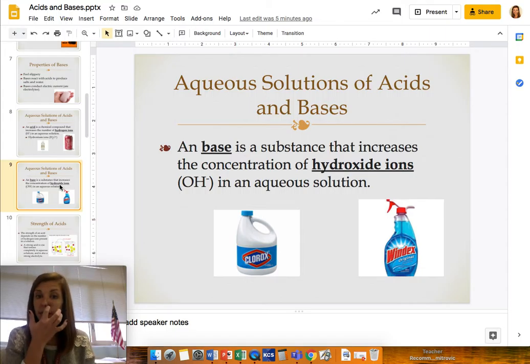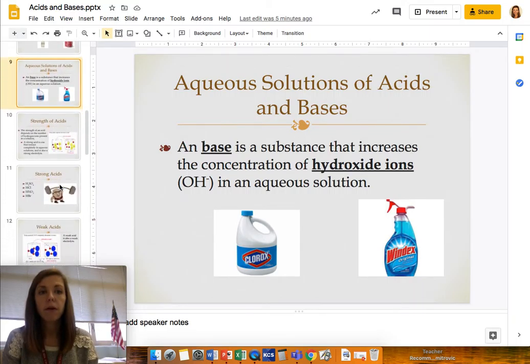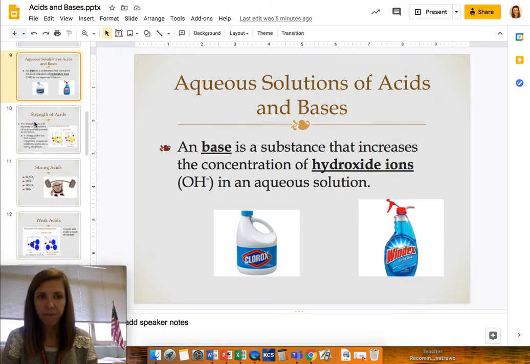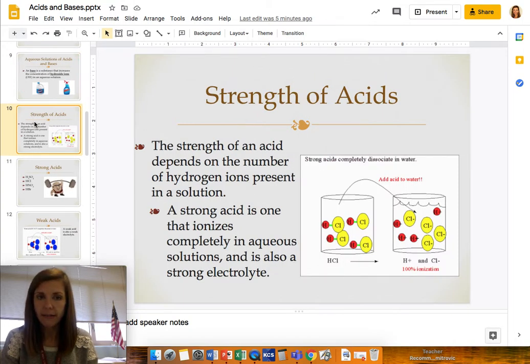A base is a substance that will increase the concentration of hydroxide ions in solution. So as we saw in the Desmos, a lot of those bases all end in OH, but not all, okay? The strengths of acids. So acids have relative strength. That can go with their concentration. So obviously the more concentrated, the higher the molarity, the more strength an acid has. 16 molar hydrochloric acid is way stronger than 2 molar hydrochloric acid.